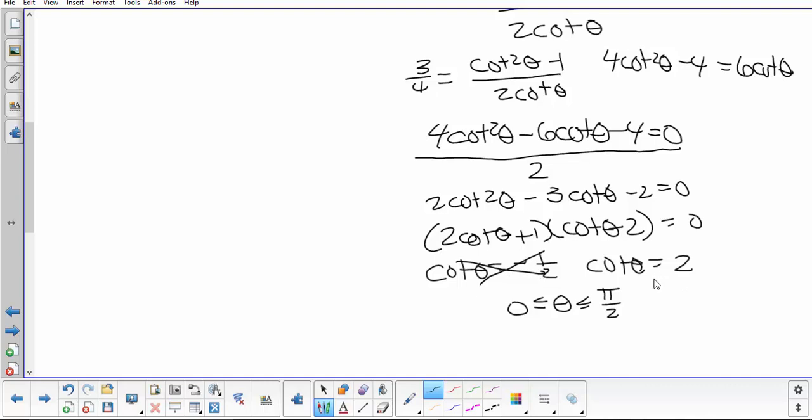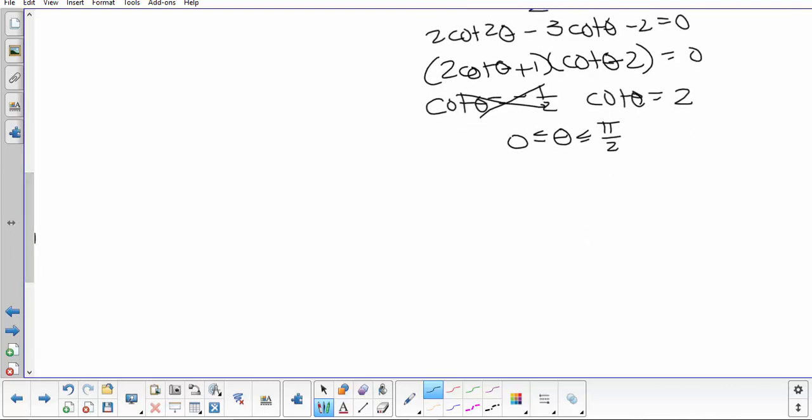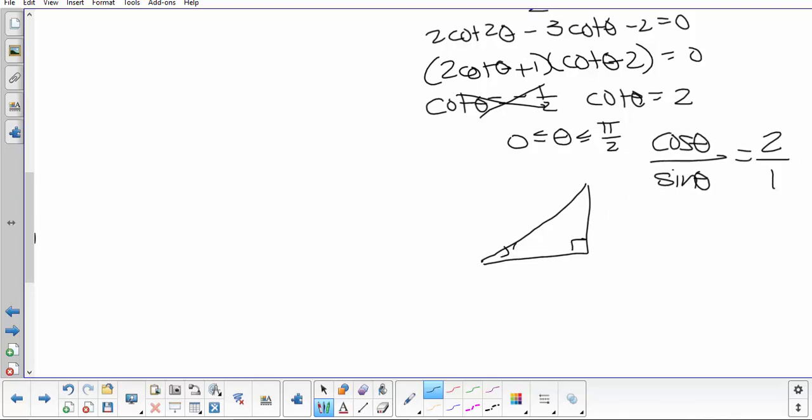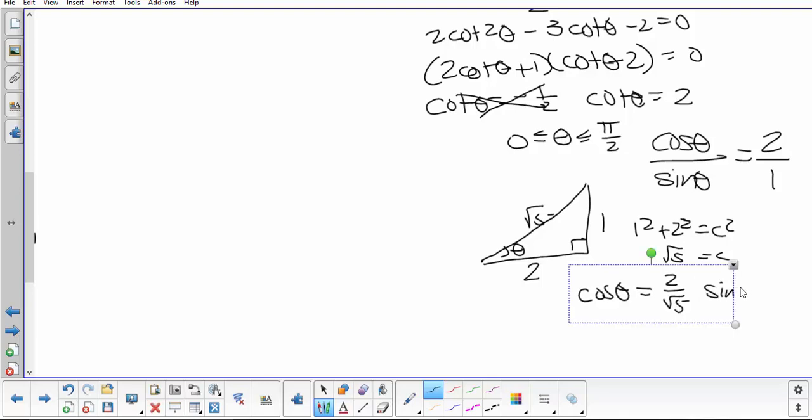Now in order to use this, we now have to draw ourselves a triangle. So if we draw ourselves a right triangle, cotangent, remember, is cosine of theta over sine of theta. And this equals 2 over 1. So if our theta is here, cosine is the adjacent, sine is the opposite, and now we need to find our hypotenuse. So 1 squared plus 2 squared equals c squared, so c ends up being root 5. Which tells us that cosine of theta is 2 over root 5, and sine of theta is 1 over root 5. Once again, we're not going to rationalize these because it's going to give us common denominators to work with.